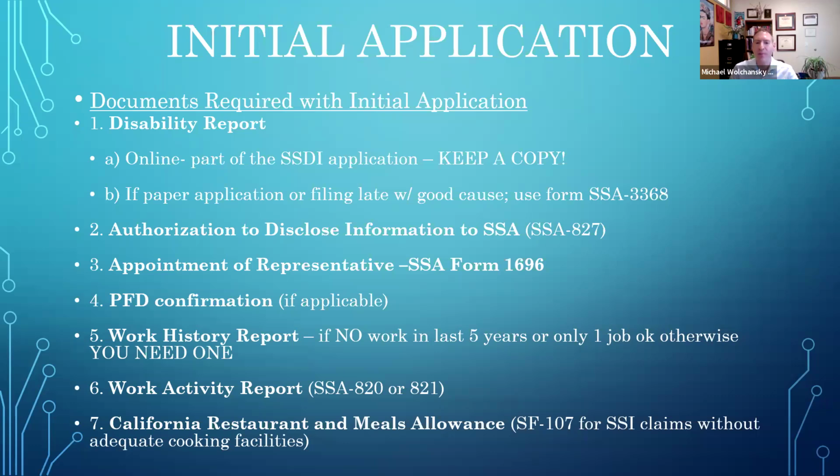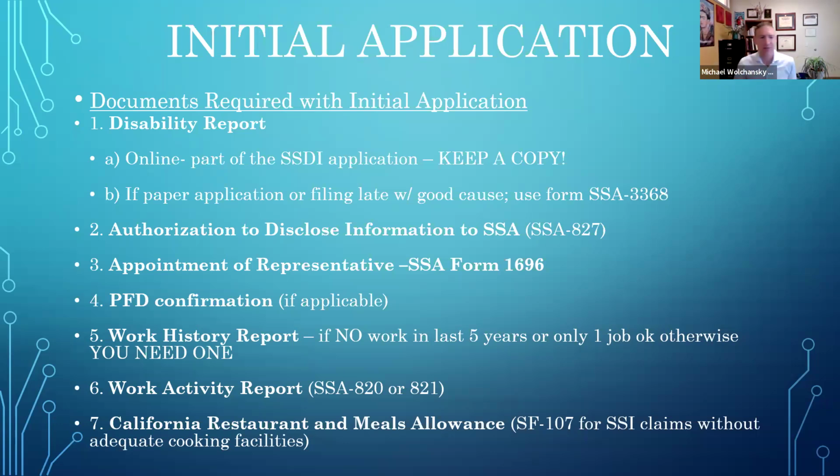The next one is the appointment of representative form, SSA form 1696. Social Security won't even talk to me unless I have this form in the file. There is another form that will allow you to talk with Social Security for just some questions. I'm blanking on the name of it, but it'll come to me in a second when I can give you the name of that form.